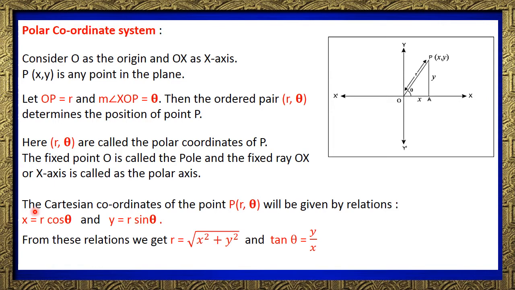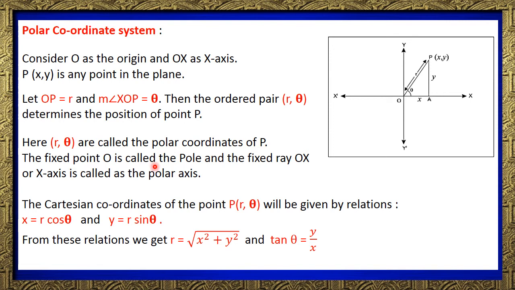Polar coordinate system. Consider O as the origin and OX as x-axis, and P(x, y) is any point in the plane. Let OP is equal to r and measure of angle XOP is equal to theta. Then the ordered pair (r, theta) determines the position of point P. That means P is situated in the plane at a distance of r from the origin, and the angle made by the segment OP with x-axis is theta. Here ordered pair (r, theta) are called the polar coordinates of P.